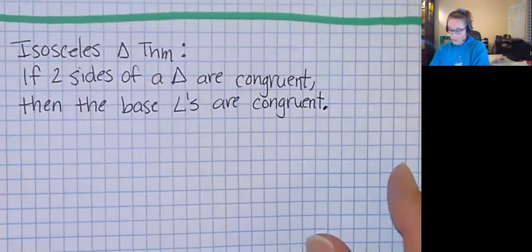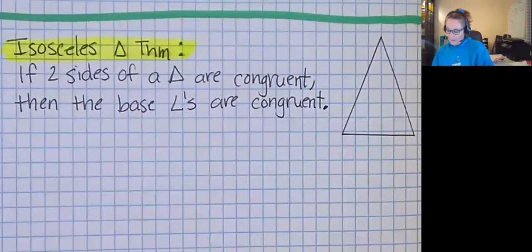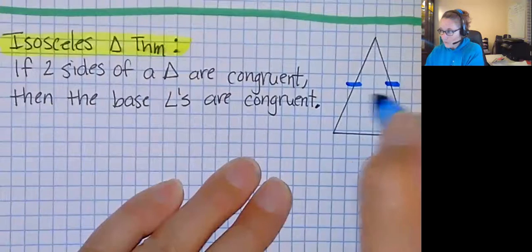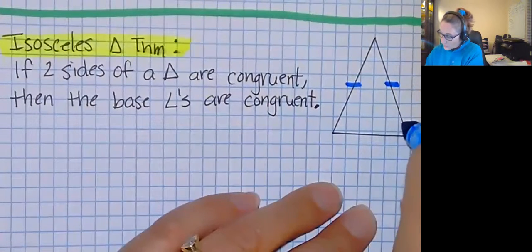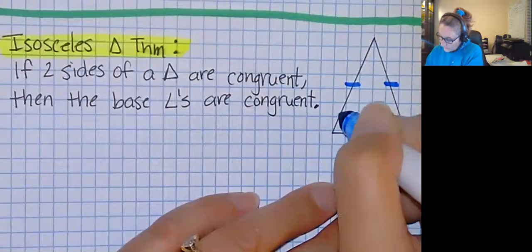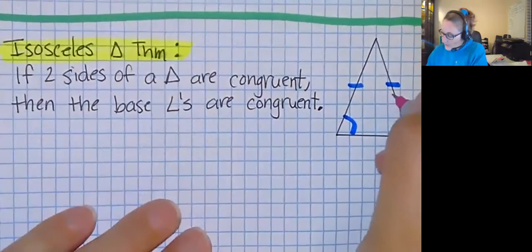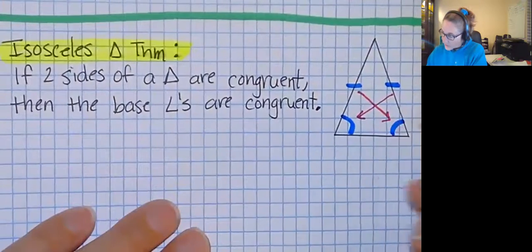So let me draw a picture of that. So again, if we have an isosceles triangle, these two sides are congruent, then the angles opposite those, which are going to be your base angles, need to be congruent. Okay, so this is opposite this side, and this is opposite this side.